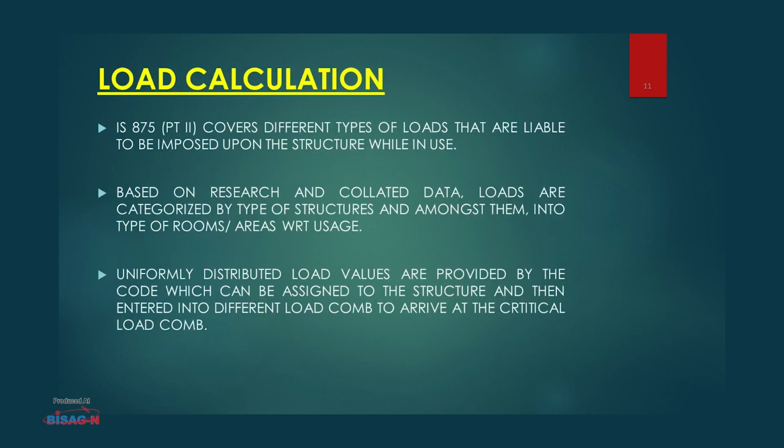IS 875 Part 2 deals with the imposed loads on roofs, floors, stairs, balconies, etc. for various occupancies. It has a major role in design of building, especially in case of dynamic load. There is a provision for reduction in the imposed loads for certain situations. Example, for the large span beams and number of stories above the columns of a story.